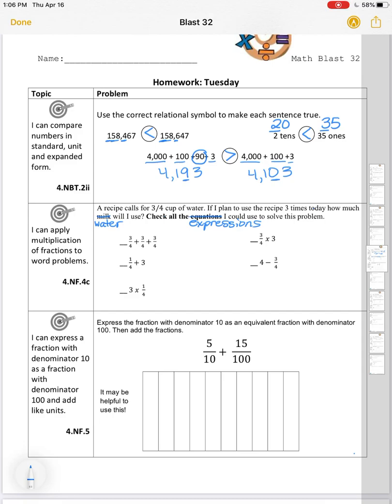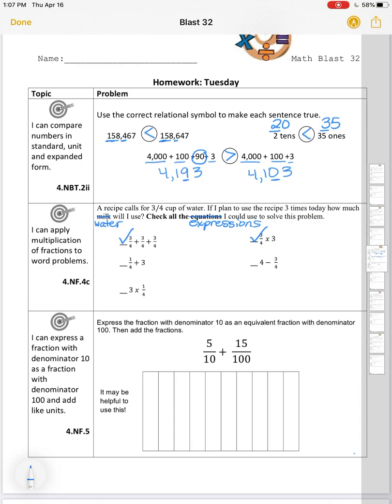So if I'm going to use 3/4 cup of water and I need to do it 3 times, then it's going to be 3 groups of 3/4. That would be represented here at first as repeated addition. It would also be the same thing as saying I need 3 times 3/4. Here, it's just the commutative property, 3/4 times 3.